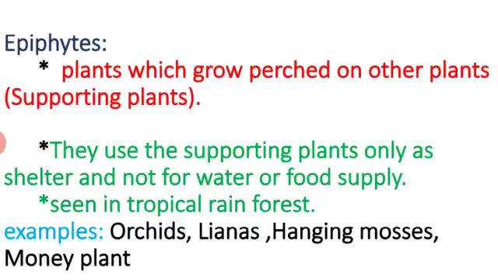Here it is also found that they use the shelter but not the food. So they need another plant only for support alone, not for food. It is found in the tropical rainforest. Examples you can say are orchids, lianas, hanging moss as well as money plant.